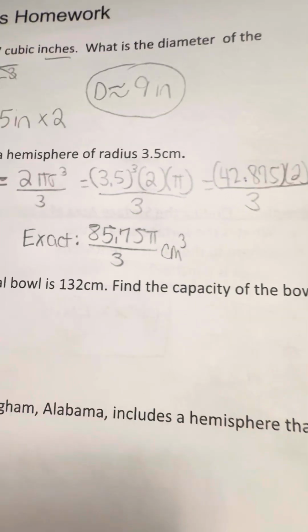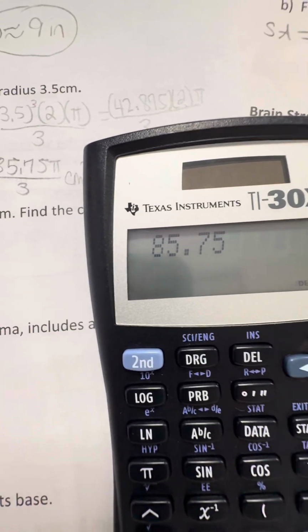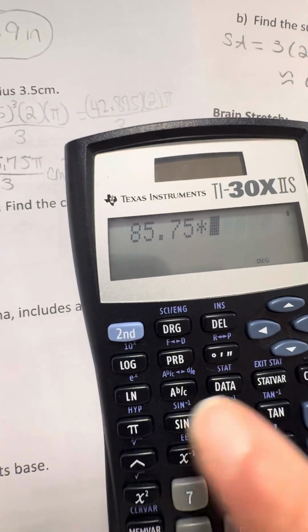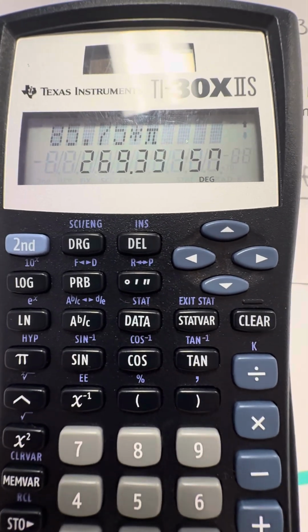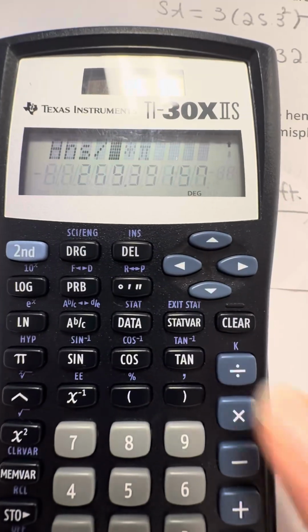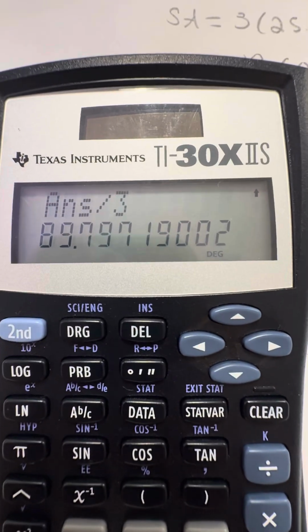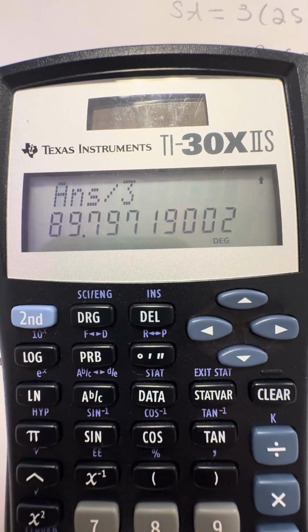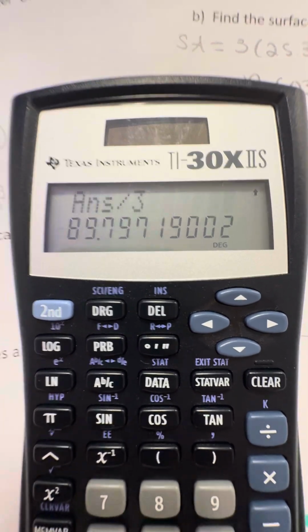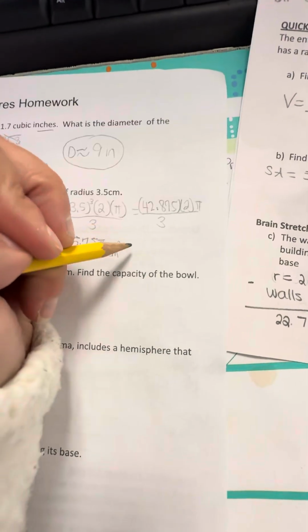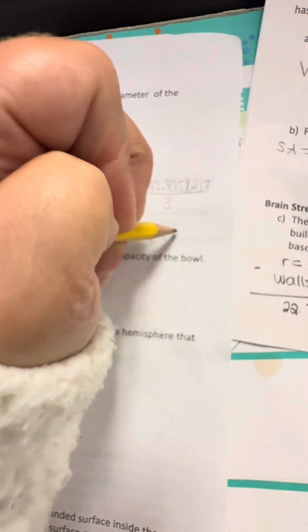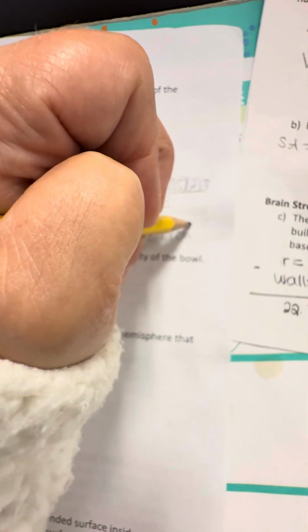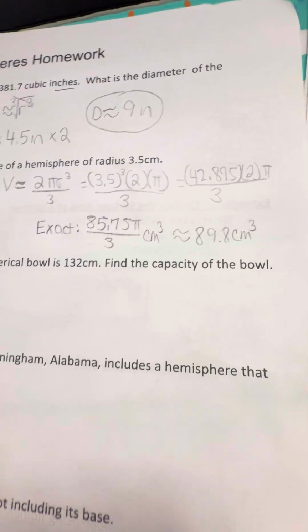And then, to get my approximate, I'm going to do the 85.75, then hit times. We're going to hit the pi button. Get this whole display on the calculator. Do not take anything and cut it off. And then we'll divide by 3. And we're going to take that number. So that number is going to be 89.79, and we're going to round that 7 up to an 8. So it'll be 89.8. So approximately 89.8 centimeters, and then that is cubed. And so that would be your approximate answer.